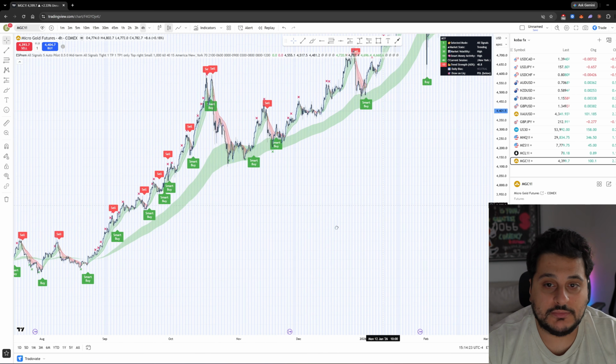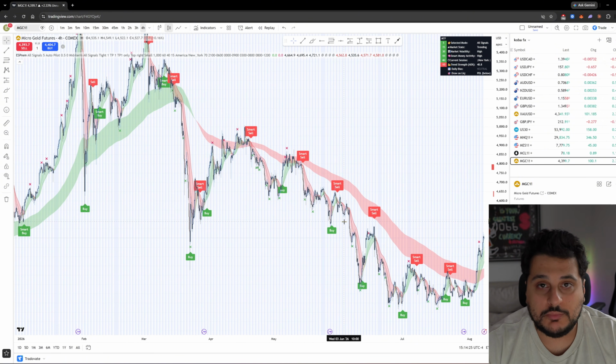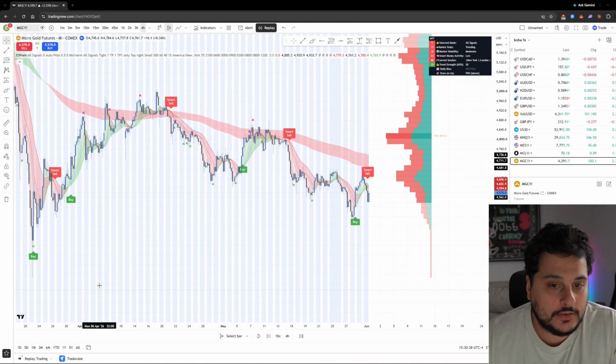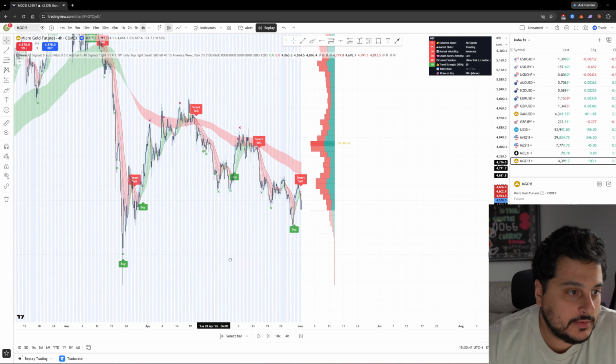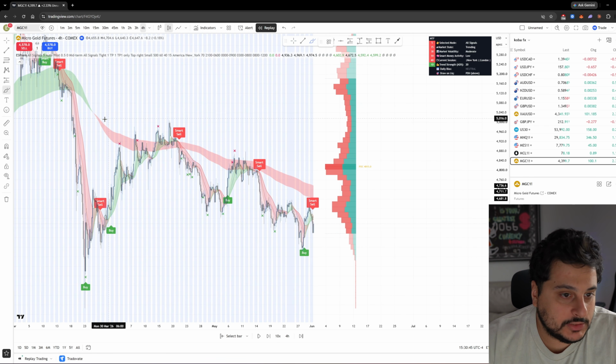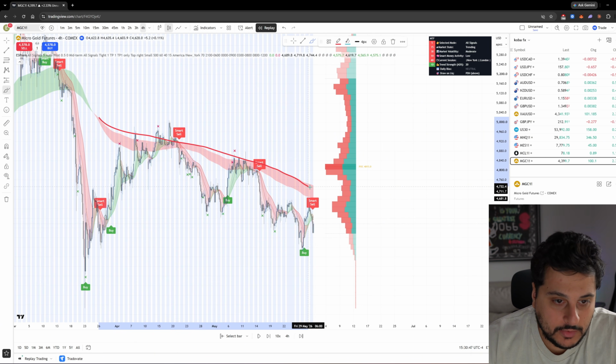Now, let me show you guys some actual examples using the replay function so you can understand exactly how to look for these in real. Okay, so here's an example of a good scenario. We can see very clearly, if we zoom out just a little bit, look at this. We can see this trend cloud is trending downwards, guys, right?